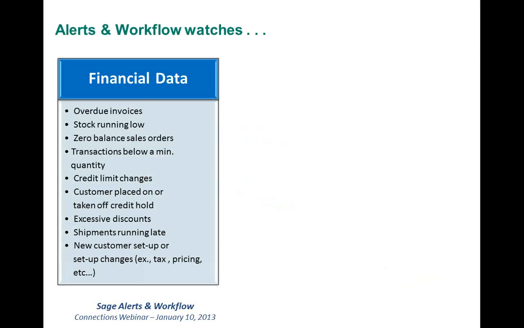What does the solution do? Well, it watches over your ERP data, and you can see here invoices that are overdue, stock that's running low, zero balance sales orders. You can read these as well as I can read them to you, so you'll be pleased to know that I'm not going to read down the list. But it is safe to say that any business condition that's important to you can be automatically monitored, identified, and responded to by Sage Alerts and Workflow.